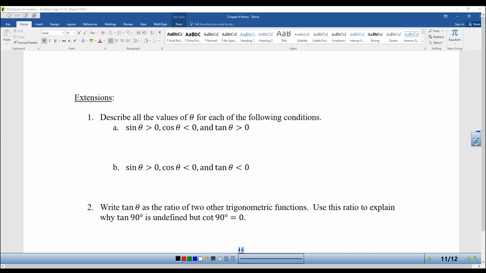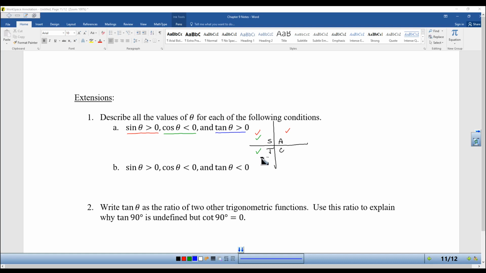So just a couple little extensions to kind of wrap up our thoughts here. They want you to describe all the values for theta where all these things are true. So let me write my little forecast in here. Where is sine greater than 0? Well, they're all greater than 0 here, and sine is greater than 0 here. Where is cosine less than 0? Well, cosine is positive where they're all positive and in quadrant 4, so we must be looking at quadrants 2 and 3.